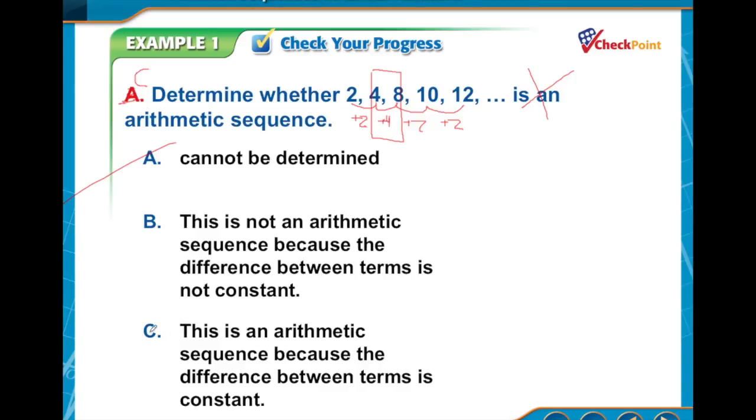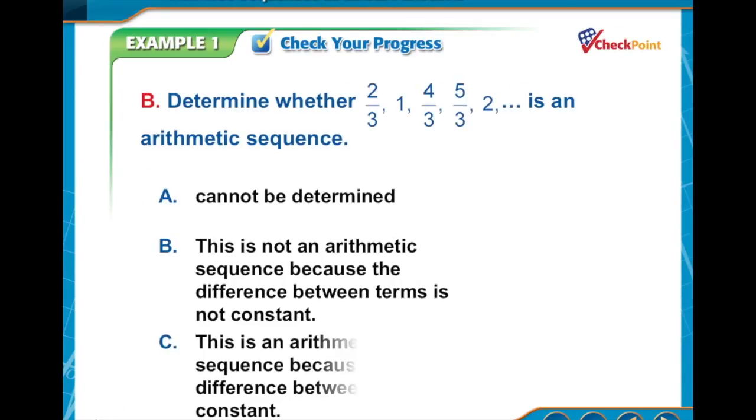So this answer choice C is wrong. B has to be correct. It's not an arithmetic sequence because the change isn't always the same. It increases by 4 at this time. So our solution, given this sequence, the set of numbers, we know it's not arithmetic because the change isn't the same. It's different. So no on that one, and again that was 1C.